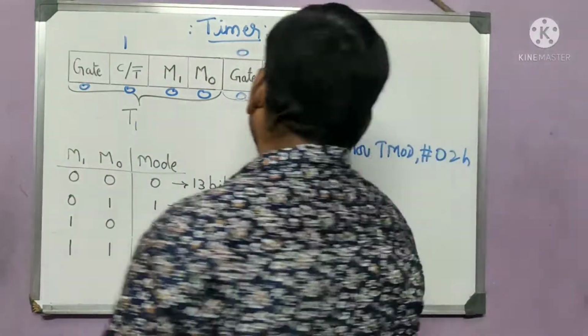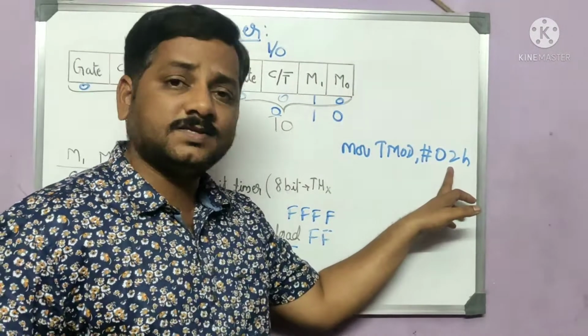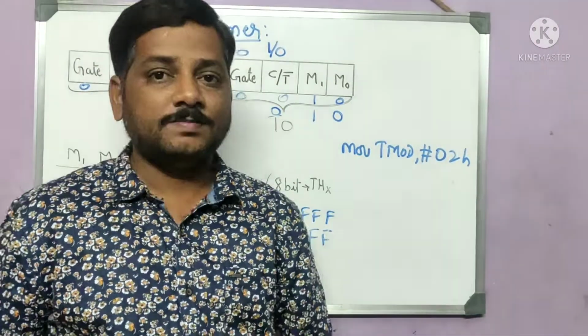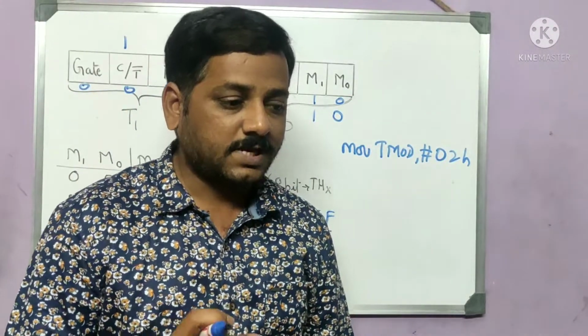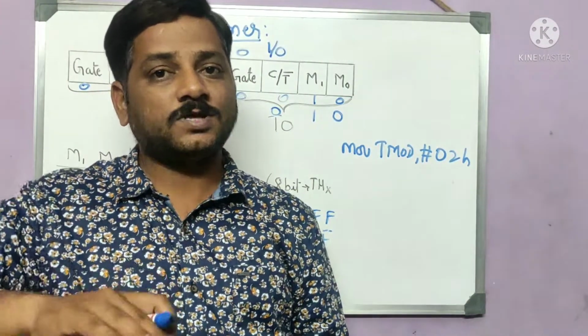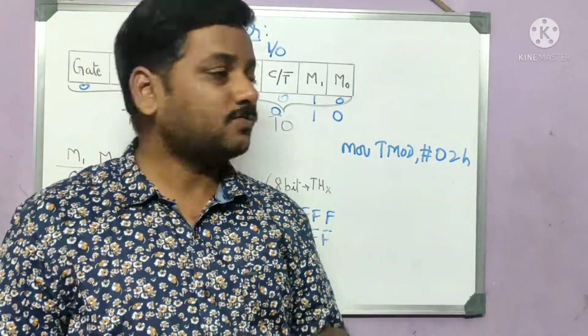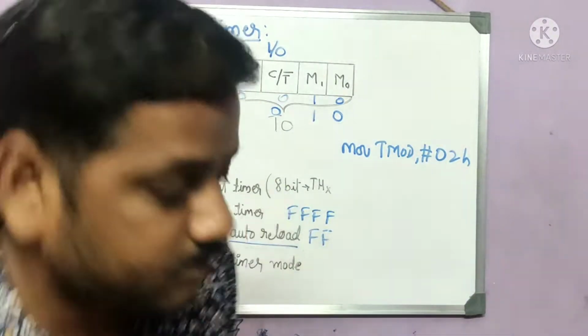Right. Now you should not memorize these numbers by heart, you should understand. Based on our requirement, these numbers will change. Now say if I want timer 1 as mode 1 and timer 2 as mode 2, both things I want. So what number should I give here? Let me explain.